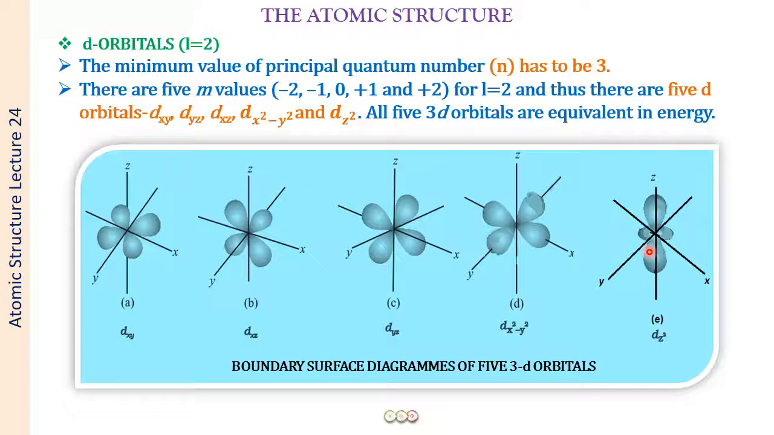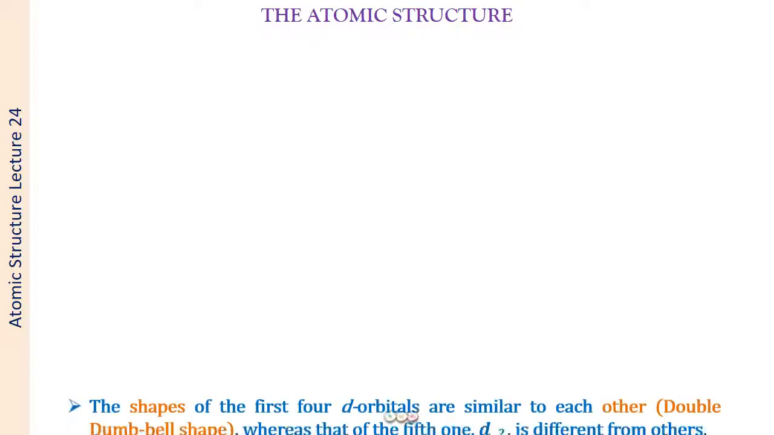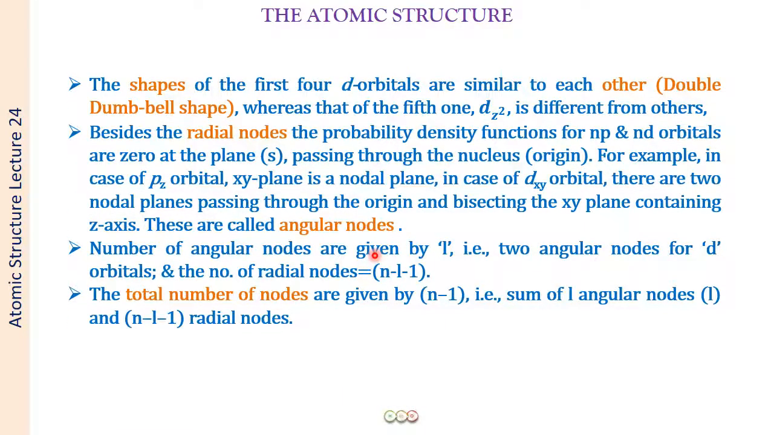So I hope the shapes of all the 5 3d orbitals are clear to you. The first 4 orbitals you have seen are similar to each other and have a double dumbbell shape, while the 5th one is different from the others and has a baby soother shape. And now what about the nodes?